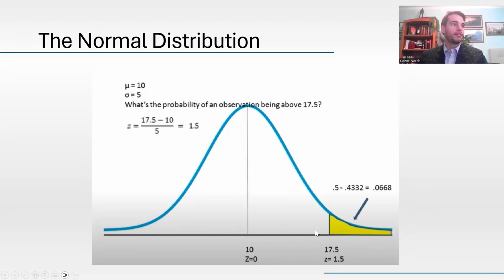So we know the probability of being between here, again, 0.4332, and the probability of being all the way up to infinity starting at the mean is 0.5. So we can just, in this case, subtract the two. When we do that, we find the answer is 0.0668, or almost a 7% chance that an observation will be above 17.5.